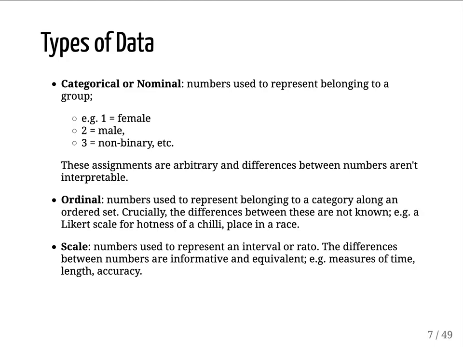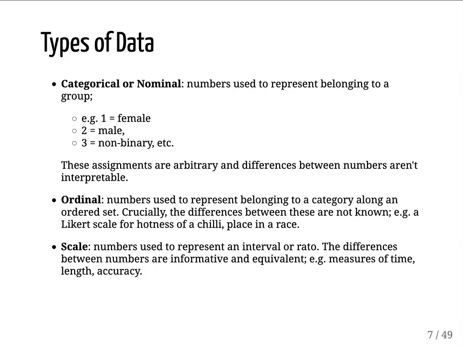Now, what's important here is that the assignments of the numbers are arbitrary. We know what they mean to us, but it wouldn't matter if I switched them around. So if 2 became female, 1 became male, or even non-binary became 1, and we shuffled all these numbers around, it doesn't really matter in terms of the interpretation of the statistics that we get. These things are just numbers related to categories that we've assigned.